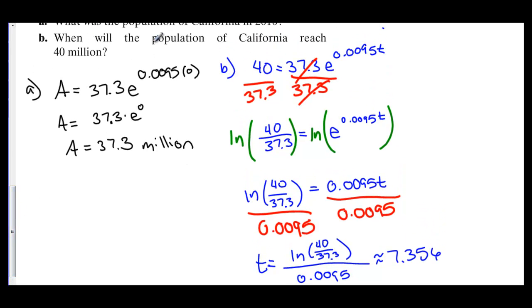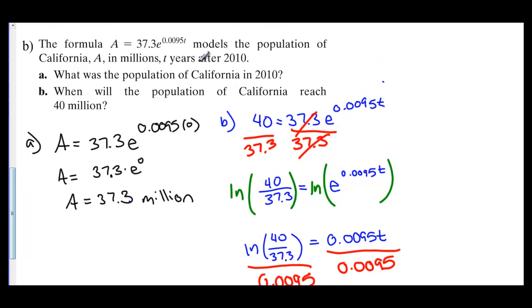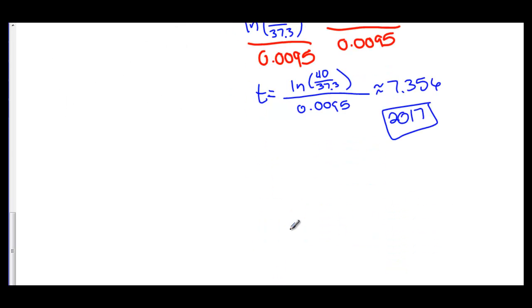Now, it asks us what year or when will the population of California reach the 40 million. Remember that t is going to be the number of years after 2000. So this would be 2007.356, or sometime during 2007. Because again, we're going to take that t and add 2000, which is our start point. And that's going to get us that somewhere in 2007.